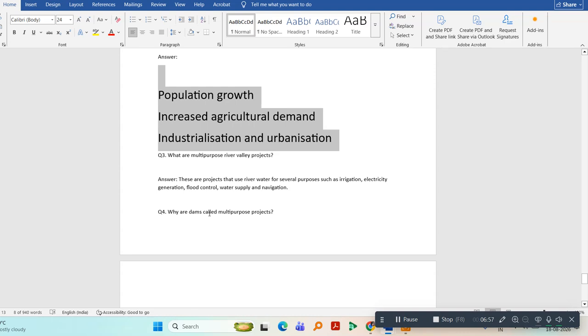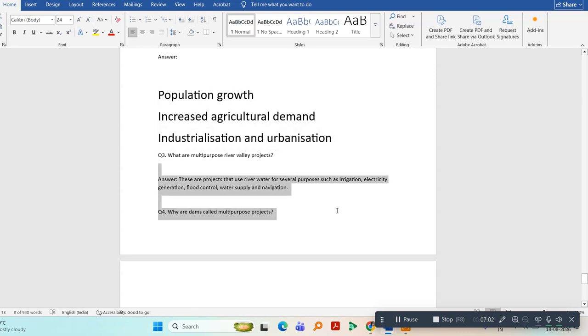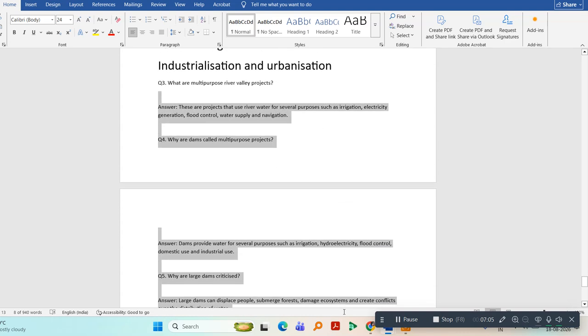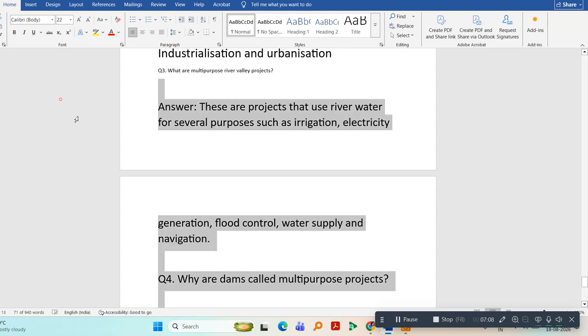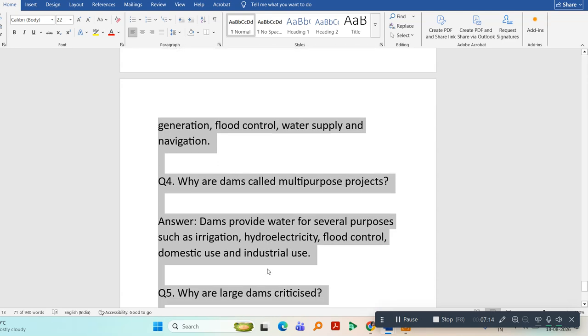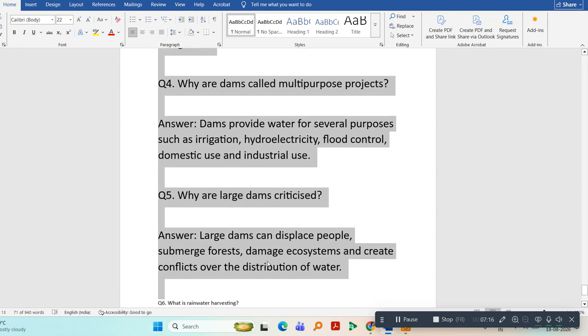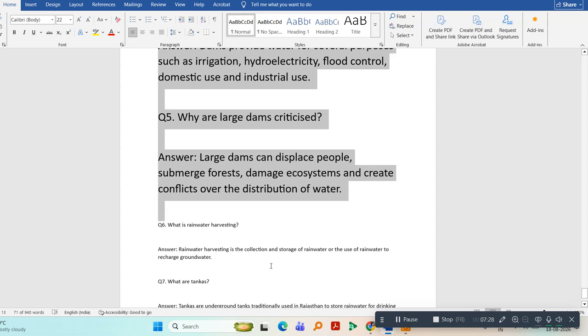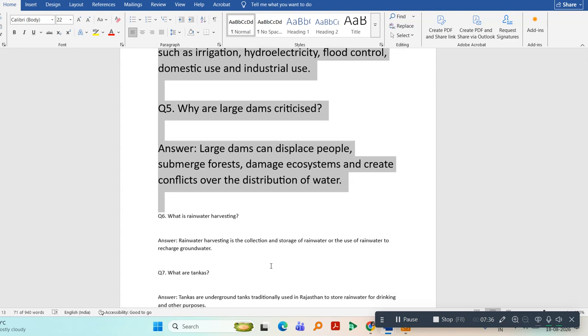What are the multi-purpose river valley projects? These are projects that use river water for several purposes such as irrigation, electricity generation, flood control, water supply, and navigation. Why are dams called multi-purpose projects? They are called multi-purpose projects because they are useful for several purposes like irrigation, hydroelectricity, flood control, domestic use, and industrial use. Why are large dams criticized? Large dams can displace people, submerge forest, damage ecosystem and create conflicts.